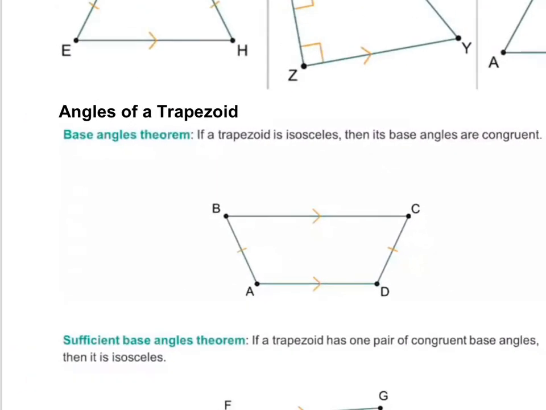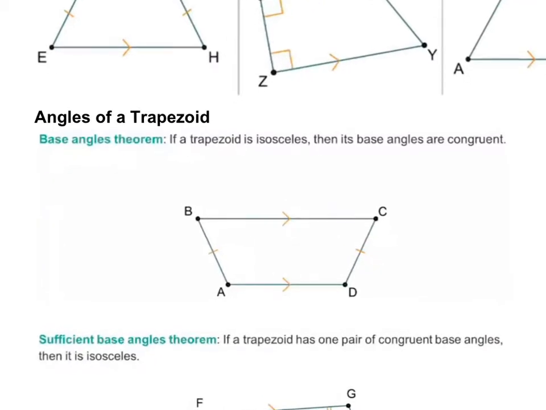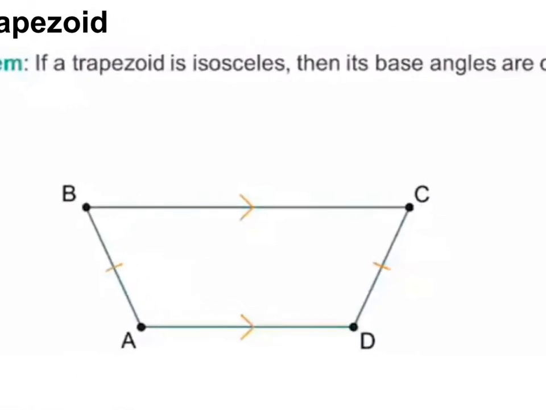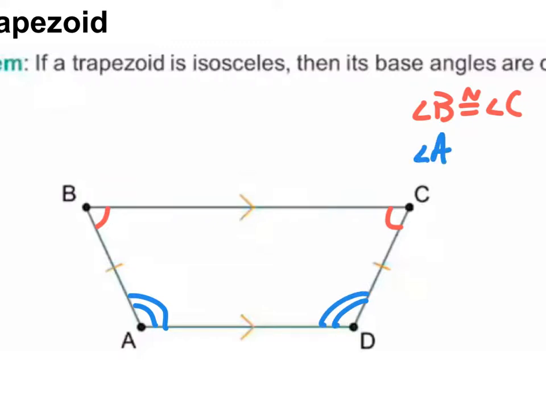Now we have the angles of a trapezoid. If a trapezoid is isosceles, then its base angles are congruent. So what I can label here is that angle B is congruent to angle C. We also know that angle A is congruent to angle D. I'm going to write that angle A is congruent to angle D. That's only if you've got a quadrilateral with parallel sides and these two legs are congruent.